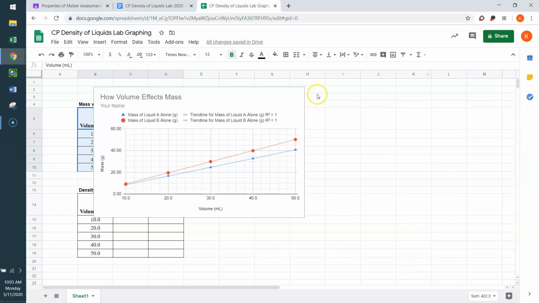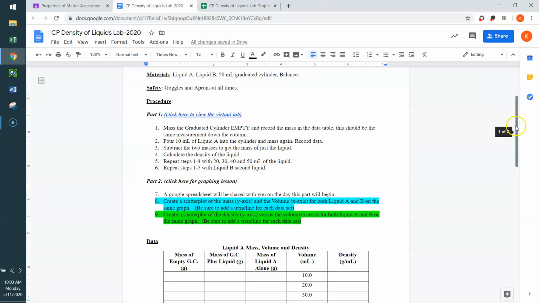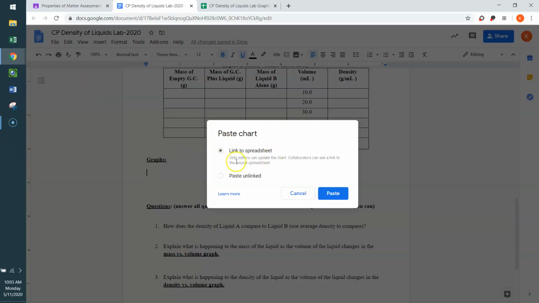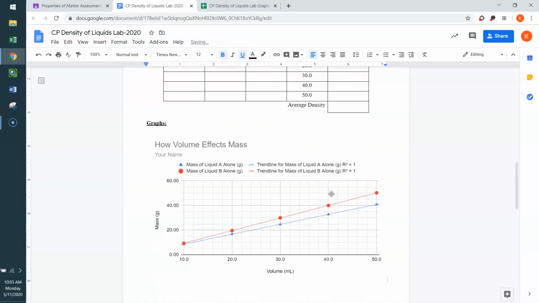So at this point, once your graph is as beautiful as you'd like it, I would click on it, hit Control C, come over to your document, and where it says graphs, I would do Control V, and you're going to link it to the spreadsheet. So if anything were to change there, it would easily change here. So here's the first of the 2 graphs you have to put in here.